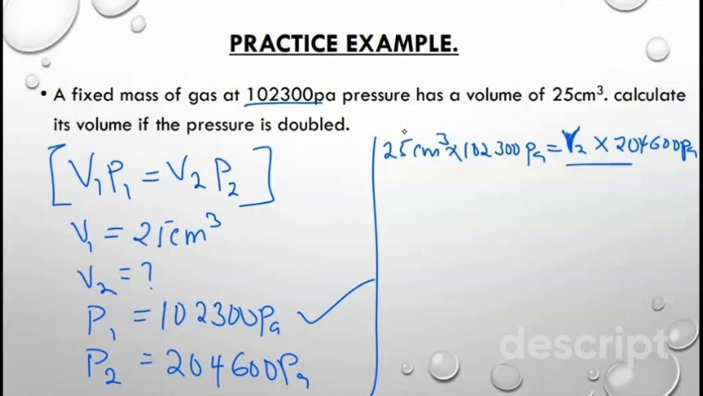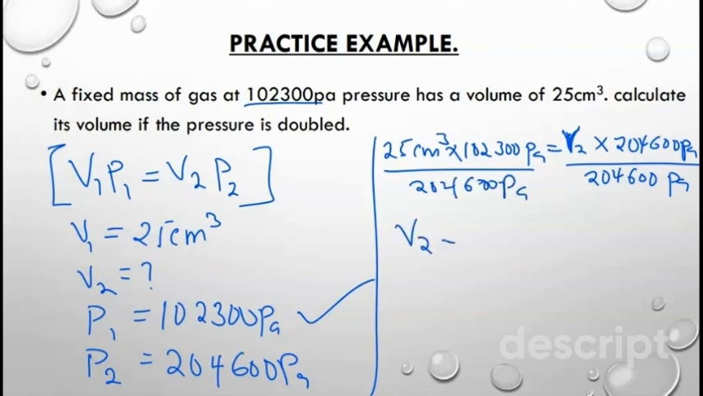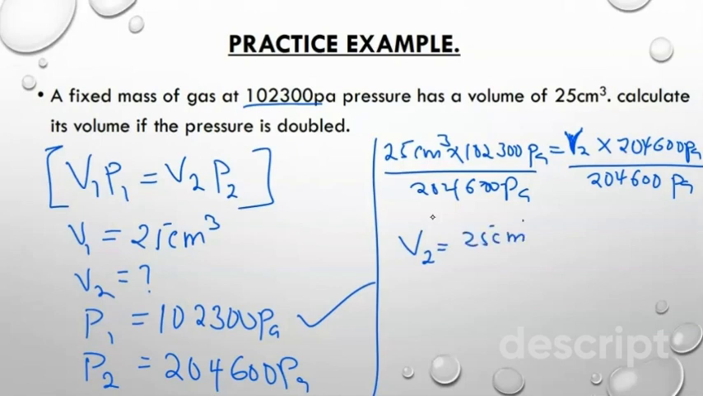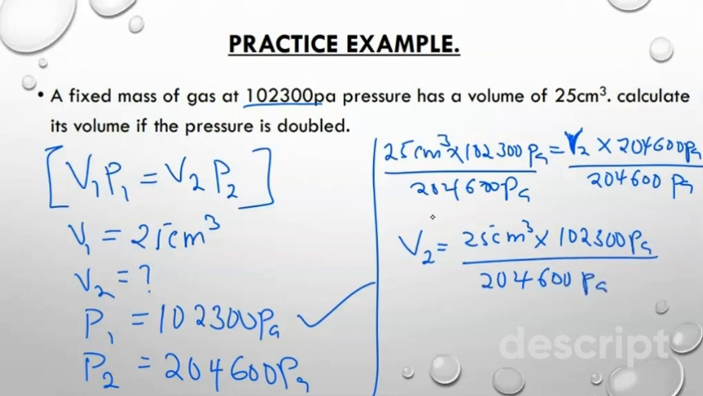I'll divide this side by the pressure P2, and the other side by the same value of pressure. So V2 will be 25 cubic centimeters multiplied by the pressure divided by the doubled pressure. If you work that out, what we'll get is 12.5 cubic centimeters. So that is the value of volume 2.